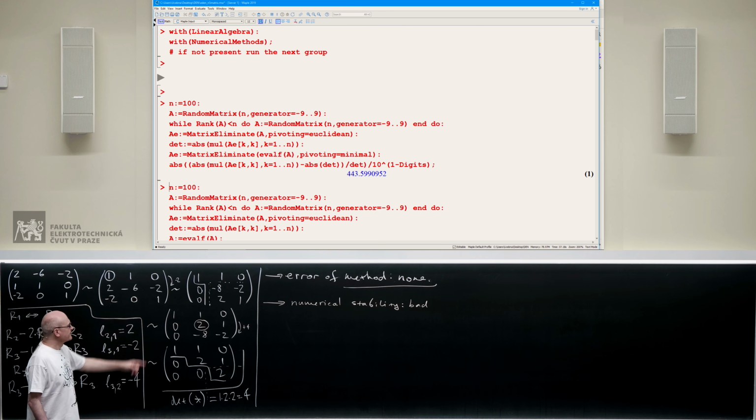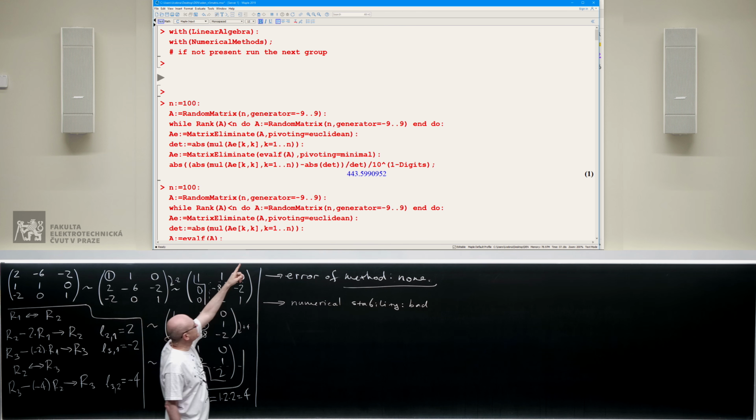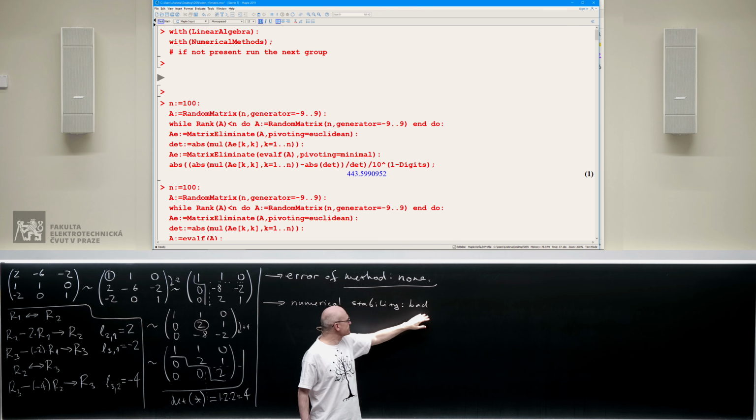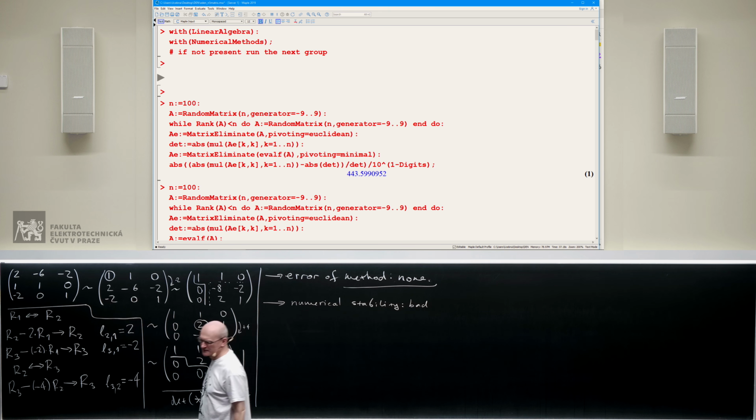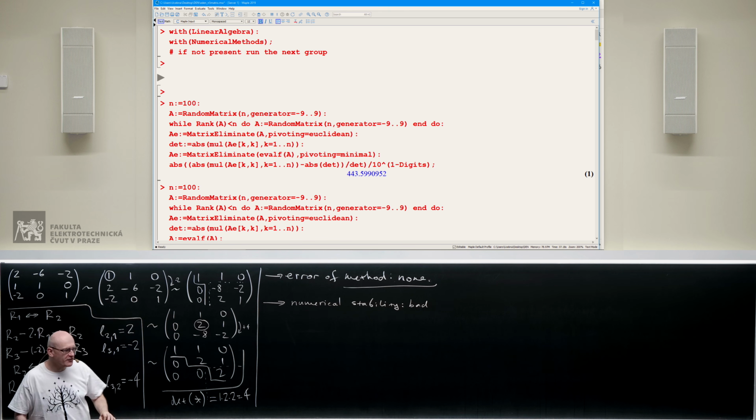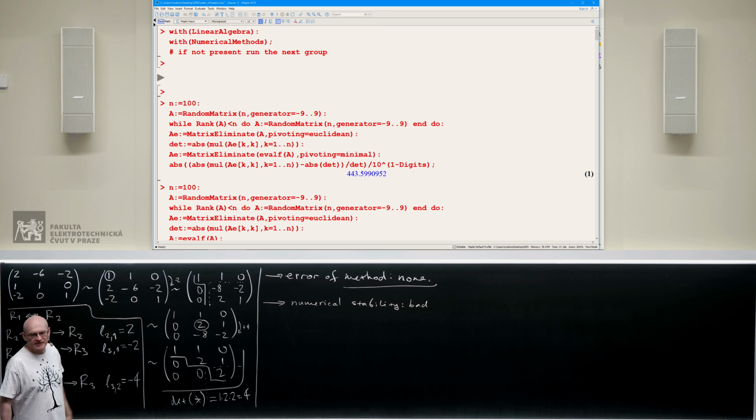So we just confirmed by practical experiment that numerical stability of elimination is bad. And this can actually throw your calculations totally off, and you get something which is totally unreliable, and you just throw it away. So that's a big problem for real-life applications. Can we do something about it? The bad news is that we cannot avoid it.